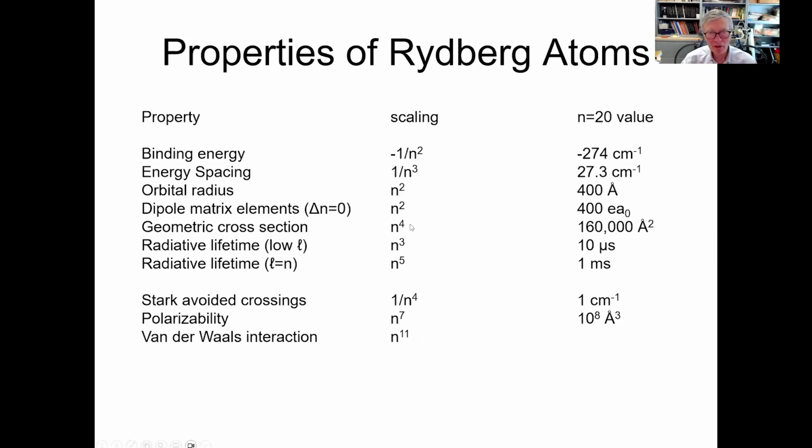Okay, so then since the radius goes up as n squared, the cross-section goes up as n to the fourth. And so at n equal 20, the geometric size of the atom is 160,000 square angstroms. Okay, so this is just absolutely huge. Another property that turns out to be important for us is the radiative lifetime of low L states, which are optically accessible. And they scale as n cubed, which I'll come back to in a second. That's a little bit surprising since we're going up in energy and the lifetime is getting longer.